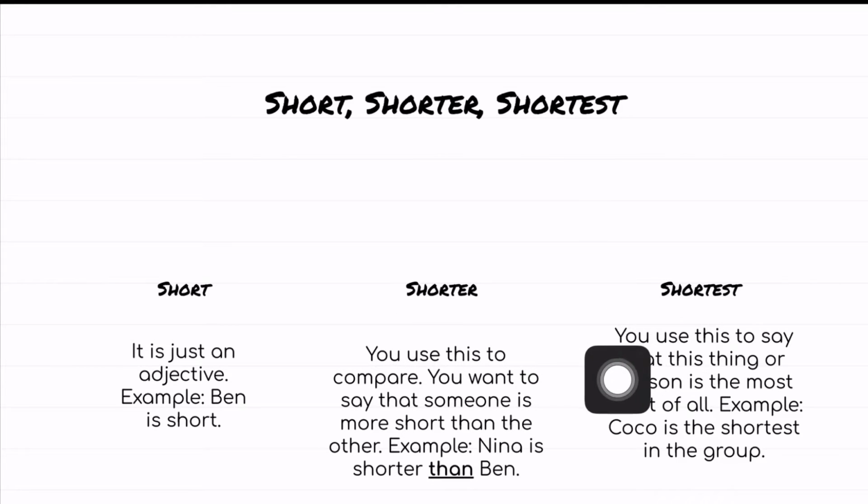Shortest, however, you use this to say that this thing or person is the most short of all. Example: Coco is the shortest in the group. So you are using it to mean the most short. No one is shorter than this person. Nothing is more short than this pencil, because it is the shortest of all the pencils I have in my bag. That's what we mean by that.